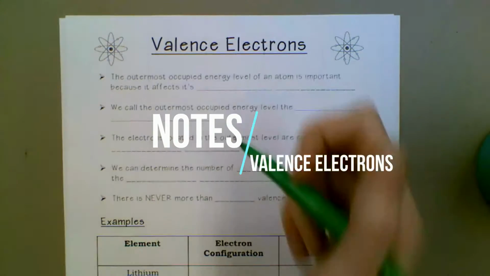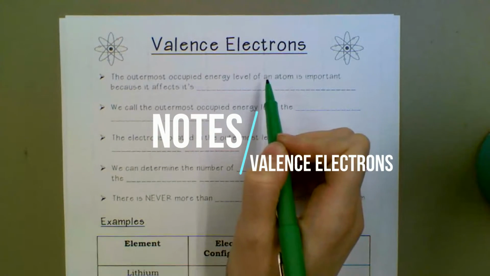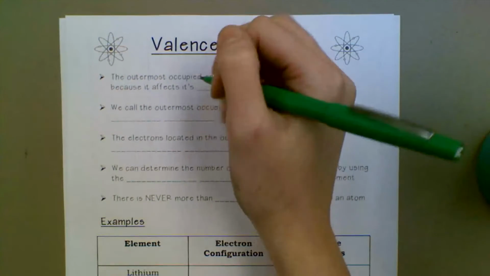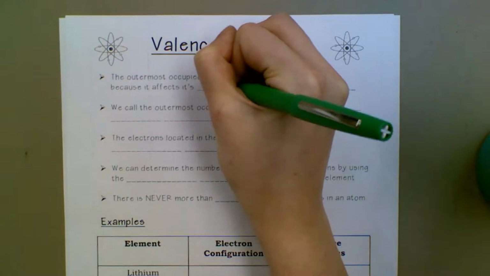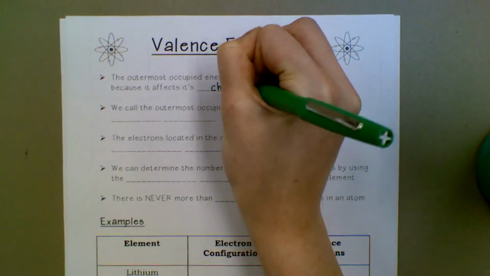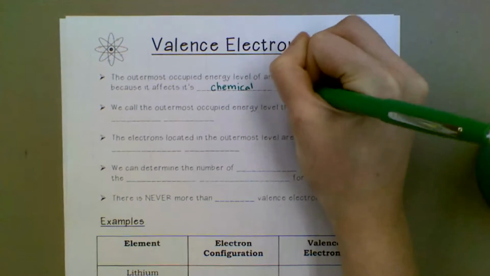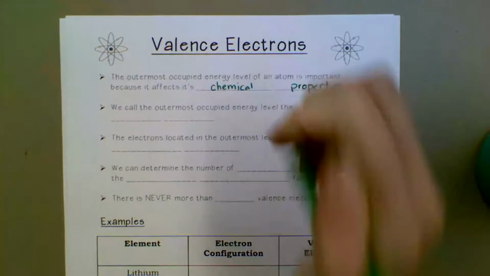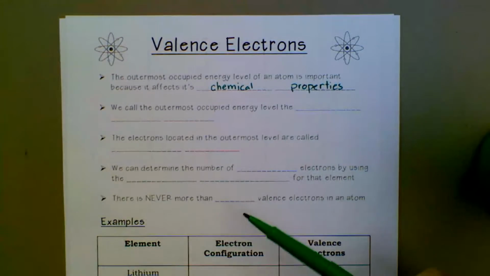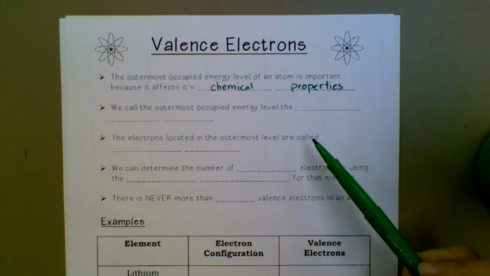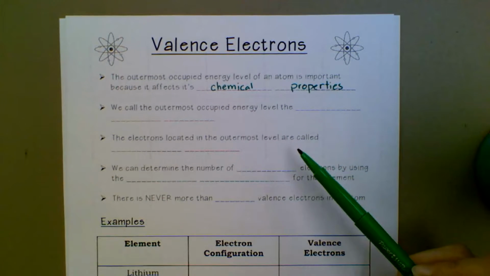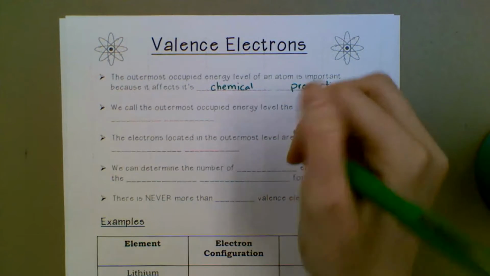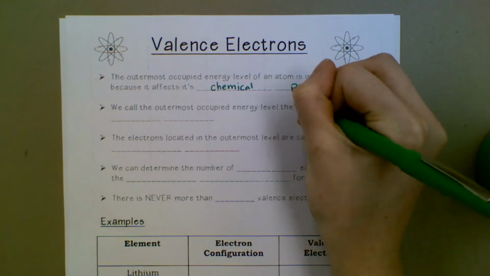All right, our fill in the blank notes for valence electrons. So our outermost energy level of an atom is important because it's going to affect that atom's chemical properties. Like we talked about before, the electrons that are hanging out on the outside of the atom are the ones that are going to actually interact with other atoms. So we call this outermost occupied energy level the valence energy level.